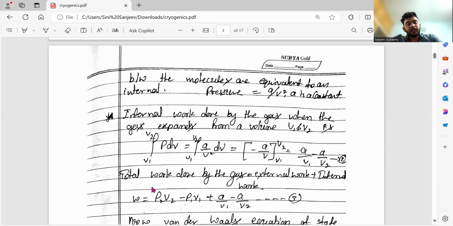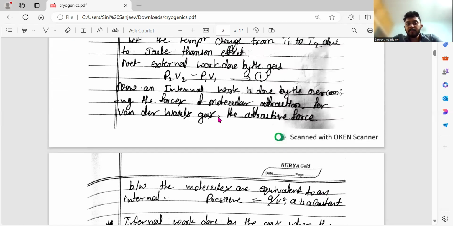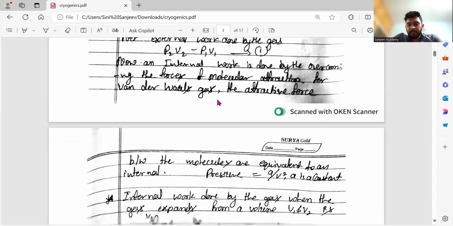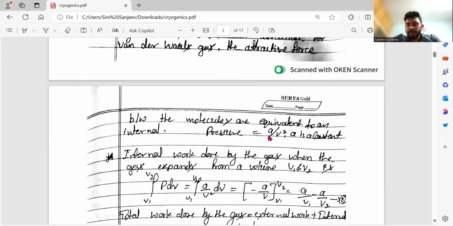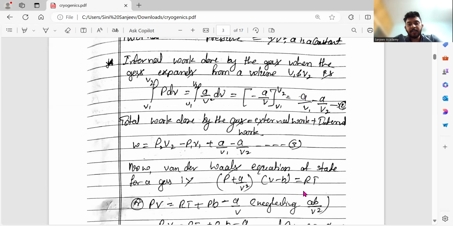Total work done is internal work done plus external work done. That is P2 V2 minus P1 V1 plus the above thing. So you have to go along with me and write it down also. Then only you'll be able to get it. If you just listen, you will not be able to capture what I'm saying. So this is the external work done. Parallelly you have to do that. Pause the video and do it. P2 V2 minus P1 V1 plus this answer. So our first equation is done.